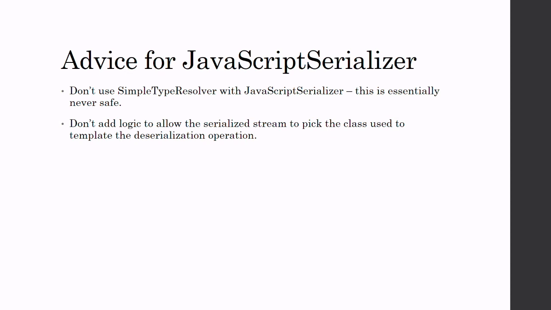JavaScriptSerializer. Don't use it with a JavaScript type resolver. If you're going to use JavaScriptSerializer to deserialize an untrusted stream, don't allow for any method where an attacker can choose the templated type either.